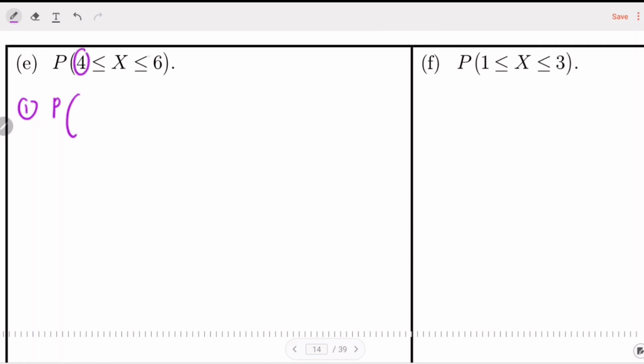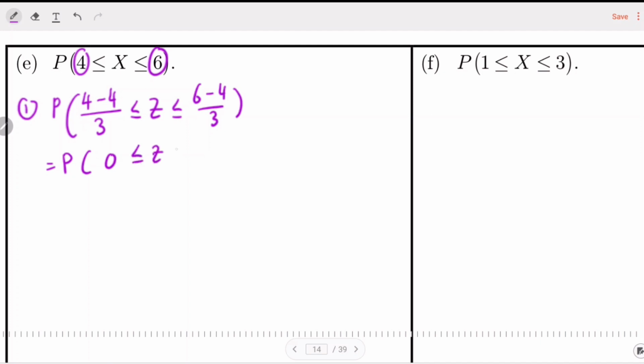E, 4 to 6. As usual, the first one is to standardize. But since we have two values of x, we need to standardize both. Change x to z: x minus mu over sigma. Give your answer in decimal places.